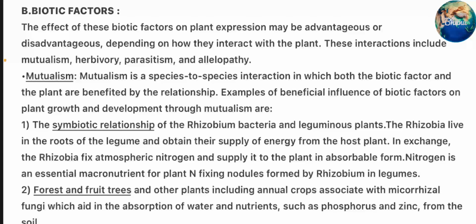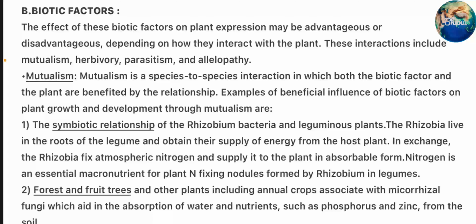The effect of these biotic factors on plant expression may be advantageous or disadvantageous depending on how they interact with the plant. These interactions include mutualisms, herbivory, parasitism, and allelopathy. Mutualism is a species to species interaction in which both the biotic factors and the plant are benefited by the relationship.